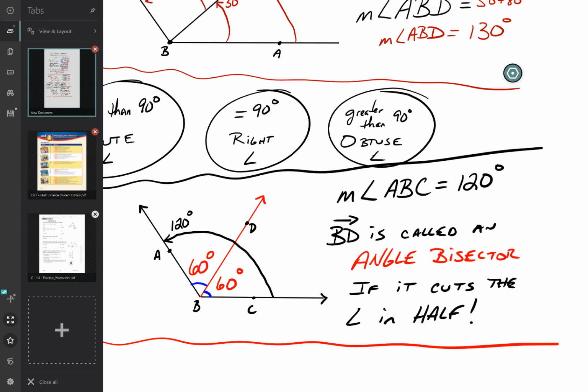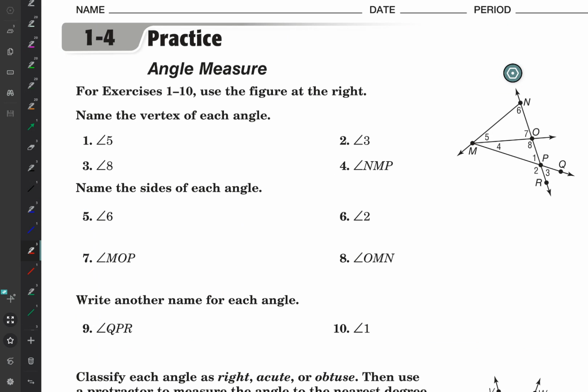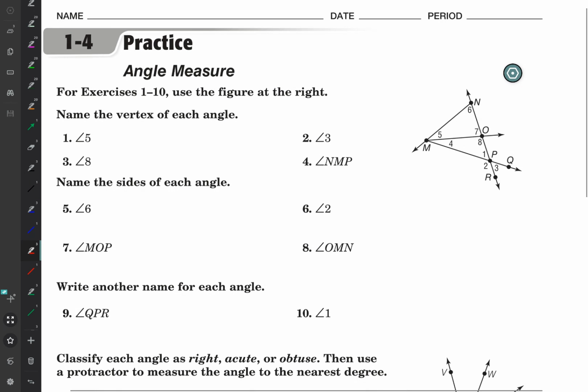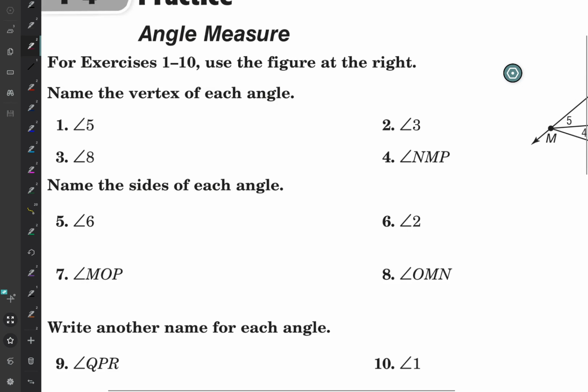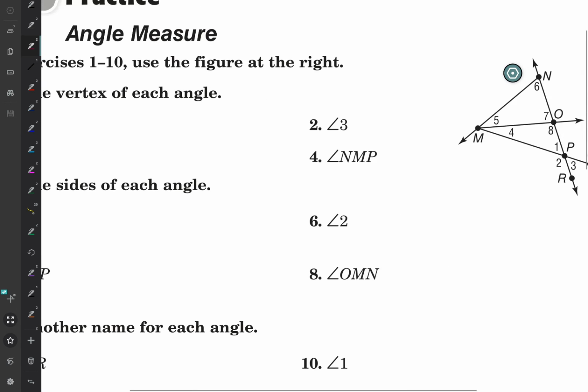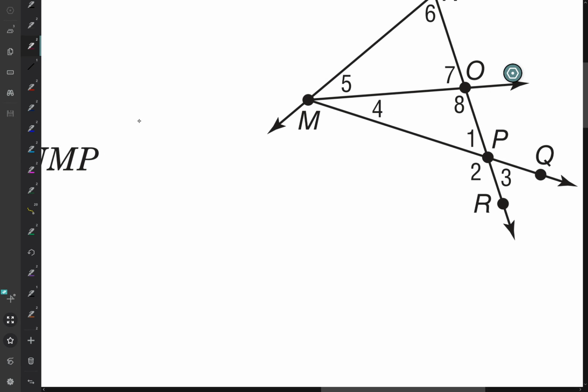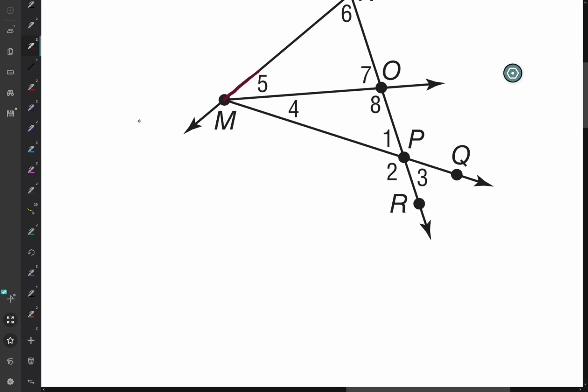Okay, so now we're going to pull up and do a couple examples here. These are the type of problems you're going to have a great deal of in this section. You're going to need to draw good figures. Write the problems out because there's not much figuring to do. Name the vertex for angle 5. So I go over here. Where's angle 5? Isn't that angle 5 right here? Would you guys agree? What's the vertex of angle 5?